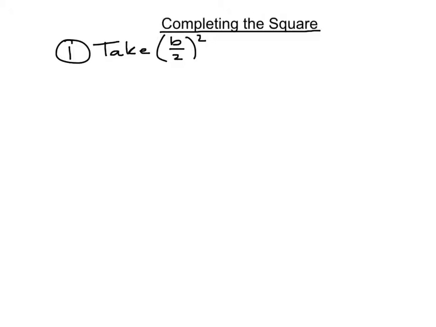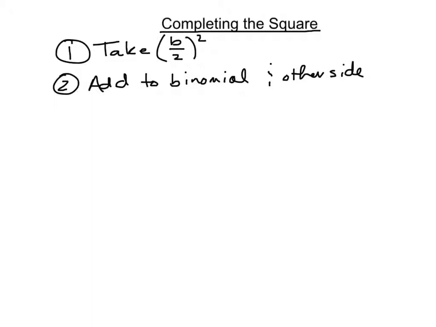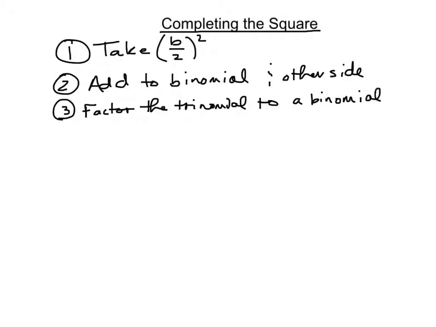Okay, so we're going to take b over 2, we're going to square it. Then we're going to add that to the binomial. And if you have an equal sign, we're also going to add it to the other side of the equal sign as well, because we've got to keep things balanced. And then once you've taken b over 2 squared and added it to both sides of the equal sign, we're going to factor the trinomial into a binomial square.